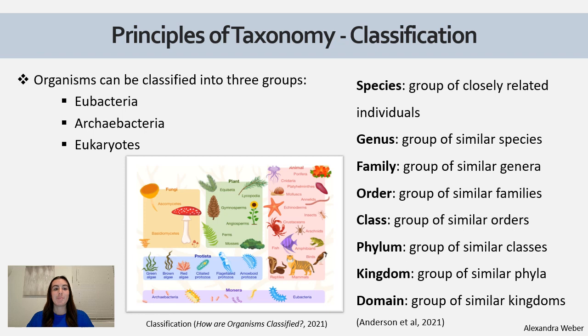All organisms can be classified into three main groups, and these are the bacteria, the archaea, and the eukaryotes. Some examples of bacteria are E. coli, Streptococcus, and cyanobacteria. Some examples of archaea include halophiles, methanogens, and thermophiles. Some examples of the eukaryotes are animals, plants, and fungi. Additionally, organisms are classified based on a taxonomic hierarchy with the broadest to most specific classifications in order being domain, kingdom, phylum, class, order, family, genus, and then species.